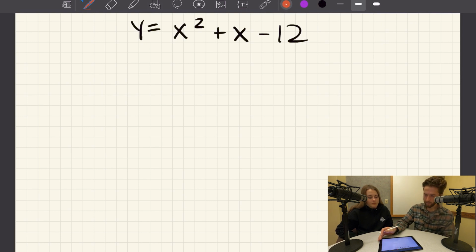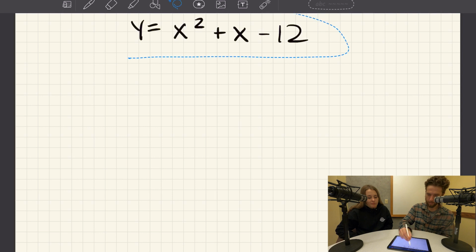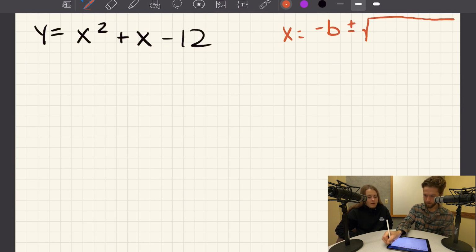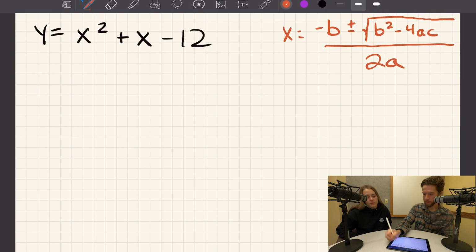I'll actually pick this to put our formula down. This is the big thing that gives some math students nightmares. x equals negative b plus or minus the square root of b squared minus 4ac, over 2a. It's pretty ugly, right?